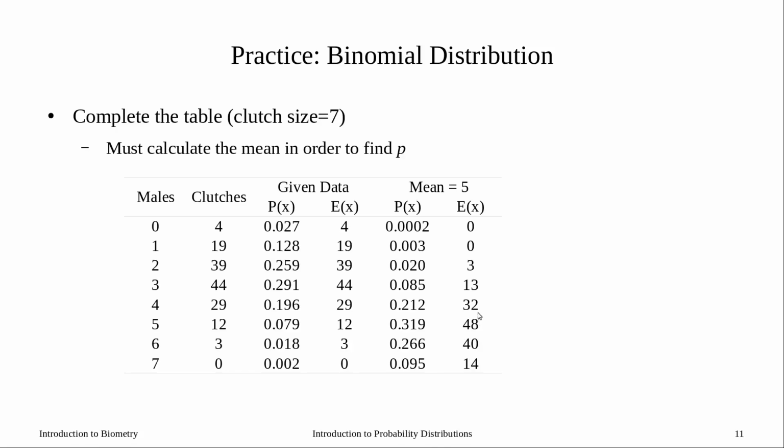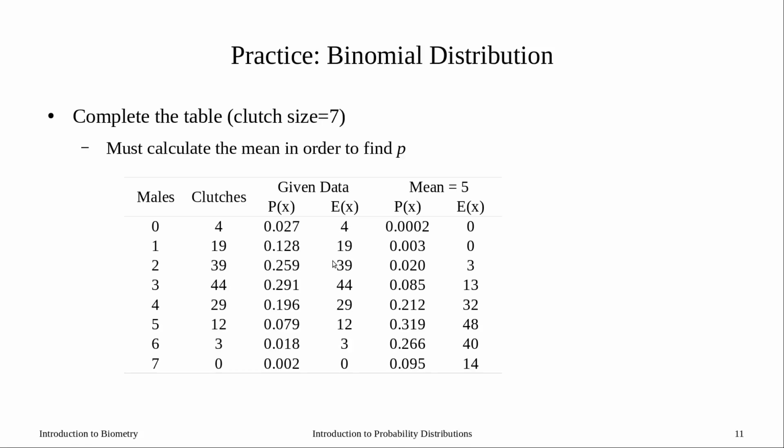It looks like, since we have a lot more up here than what we actually have in our observed data, the probability of being male is actually less. And we can derive that conclusion just by comparing observed to expected.